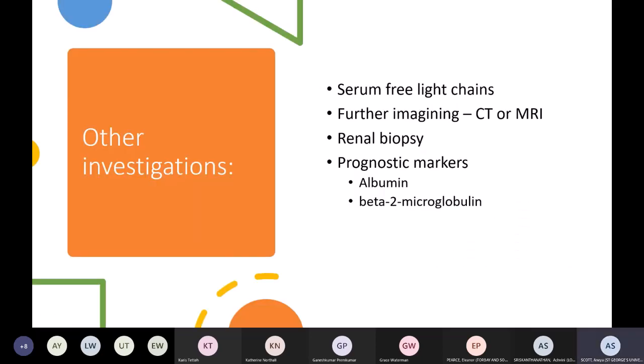There are a couple of other investigations you might want to do. So you might want to look at just how many light chains there are in the blood. If someone's got pathological fractures, you're no doubt going to go on and do a CT or an MRI, some kind of further imaging. You might want to do a renal biopsy a bit later down the line, and then some of the prognostic markers for myeloma are albumin and beta-2 microglobulin. So if you have a low albumin and a high beta-2 microglobulin, that's a really bad prognostic marker.